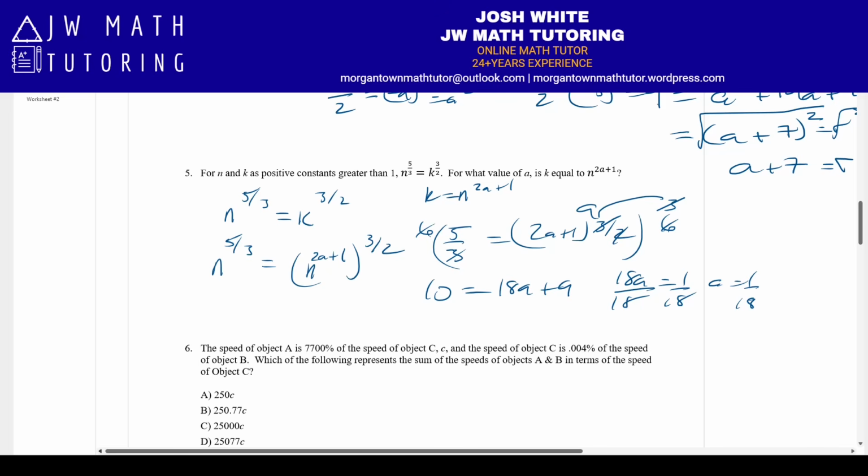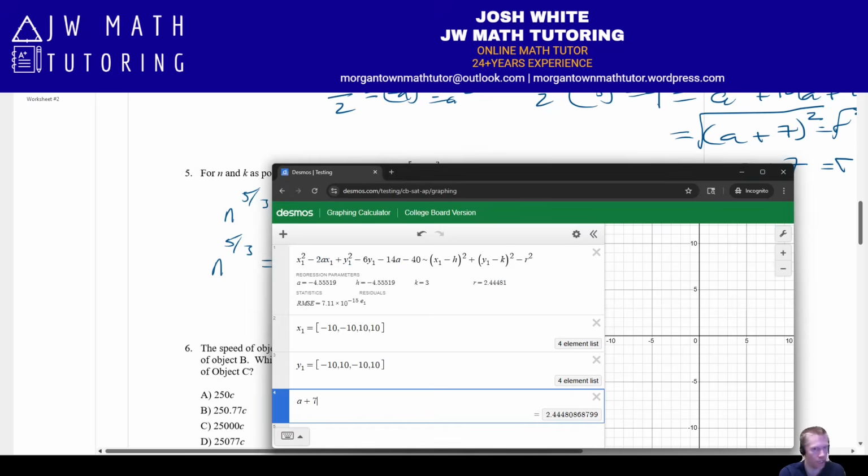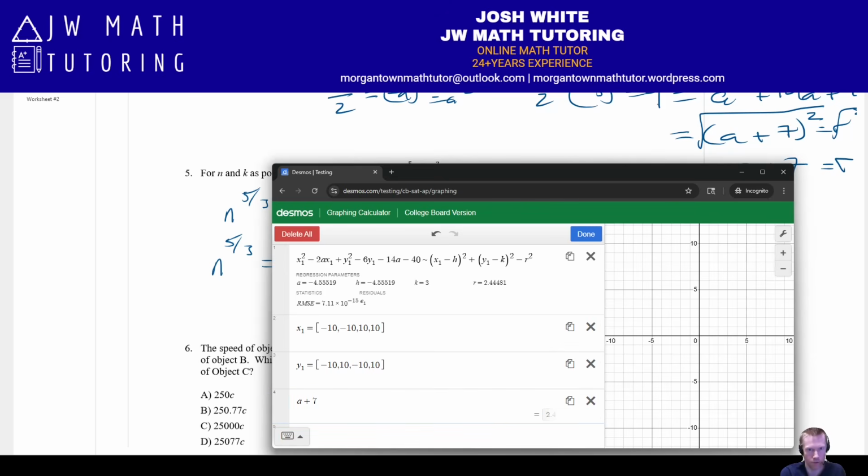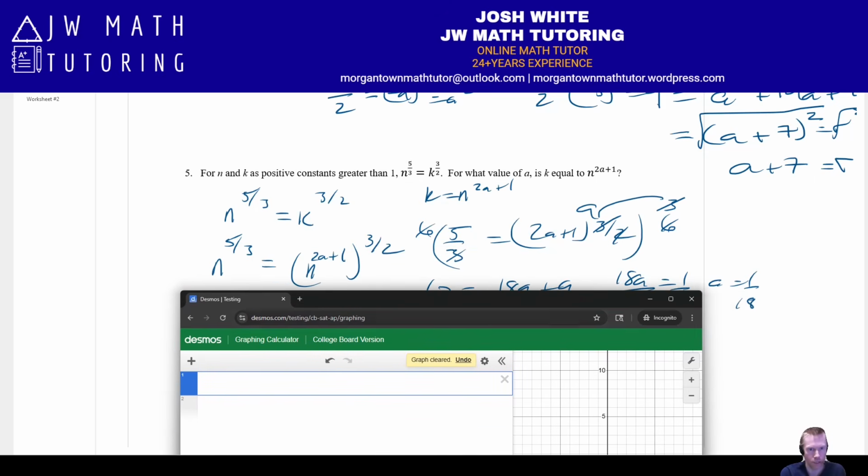And it should be positive. Yes, positive 1/18. Let me just double check in Desmos that the equation was solved correctly, and then after that, I will show you how to do the entire problem in Desmos.